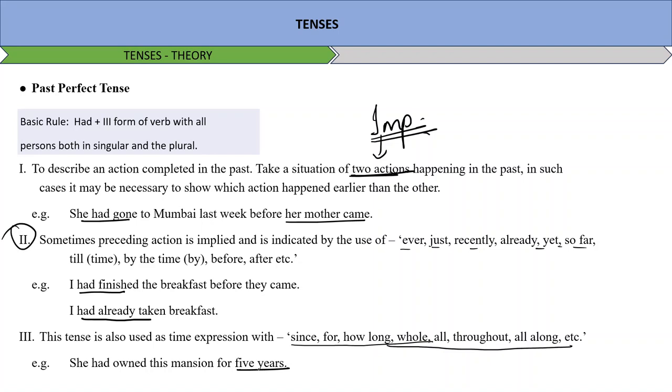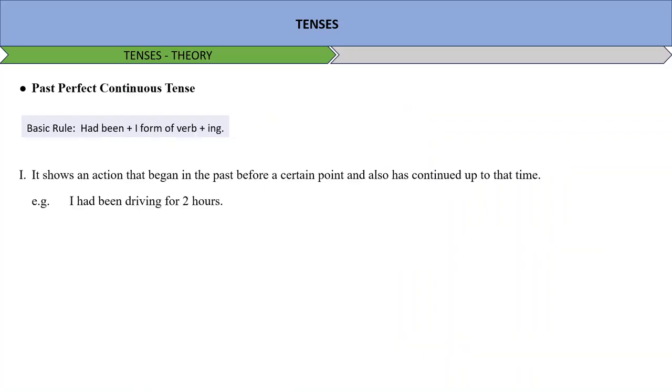Next, past perfect continuous. Simply, things that happened in the past for a continuous period of time. It shows an action that began in the past before a certain point and also continued up to that time. So, I had been driving, had been plus ing, past perfect continuous, right?